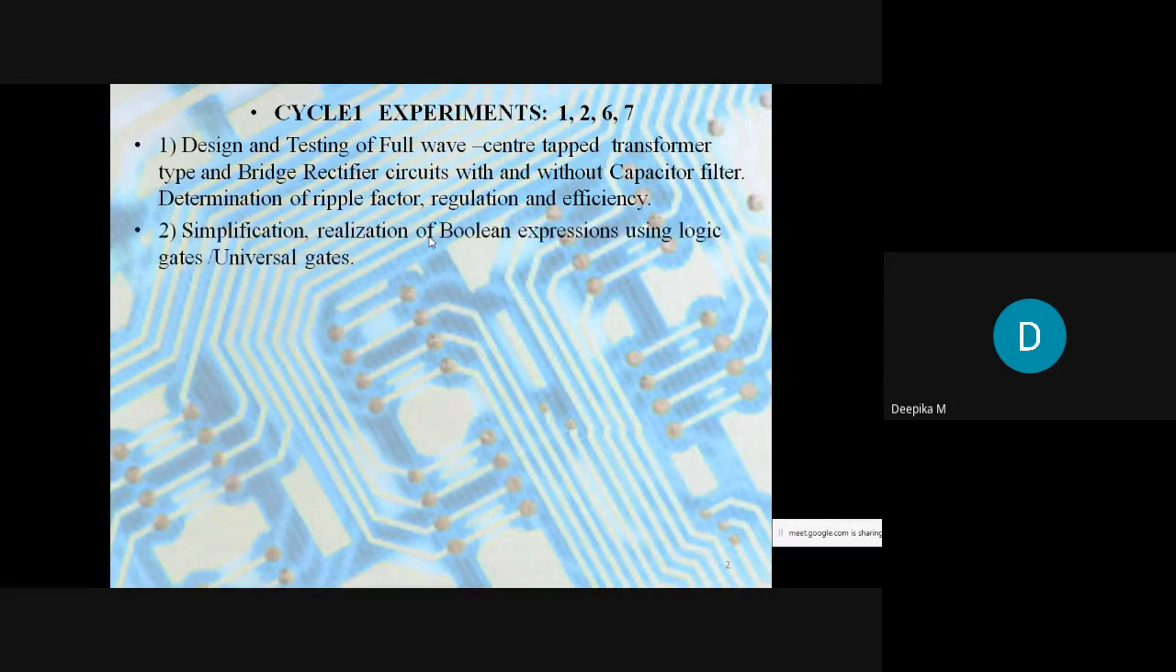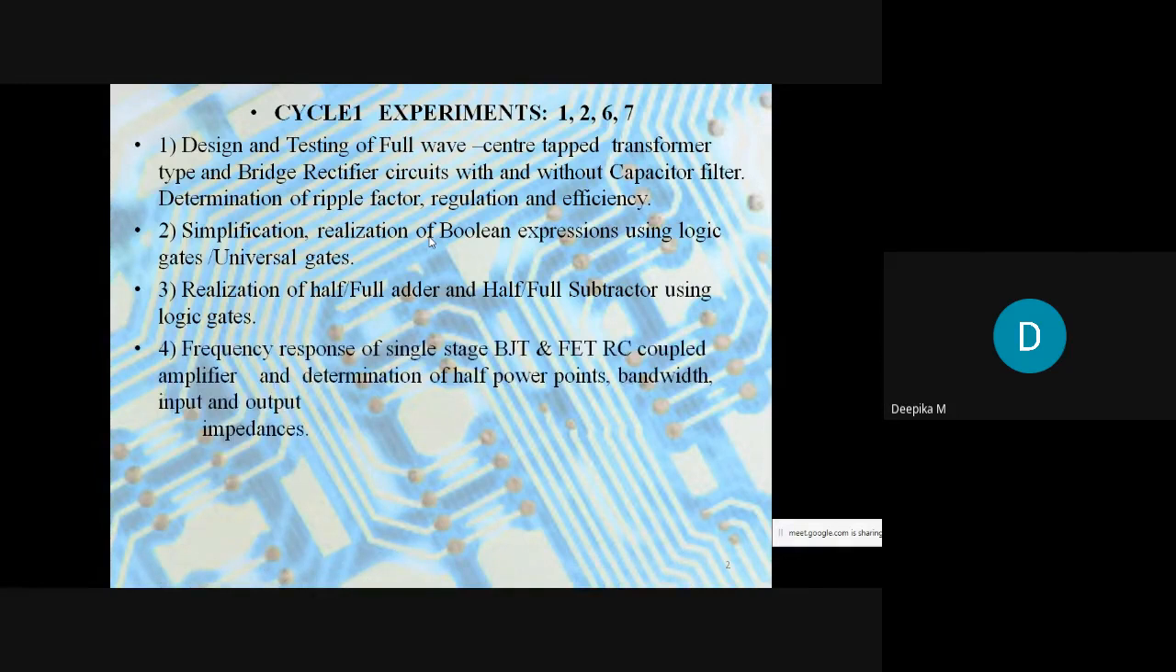In the second experiment, we are going to study the simplification and realization of Boolean expressions using logic gates and also using the universal gates. The third one is the realization of half and full adder and half and full subtractor using logic gates. The fourth experiment is studying the frequency response of single stage BJT and FET RC coupled amplifier, and determination of half power points, bandwidth, and input and output impedances. So this is about the experiments. Now we will be studying the experiments one by one.